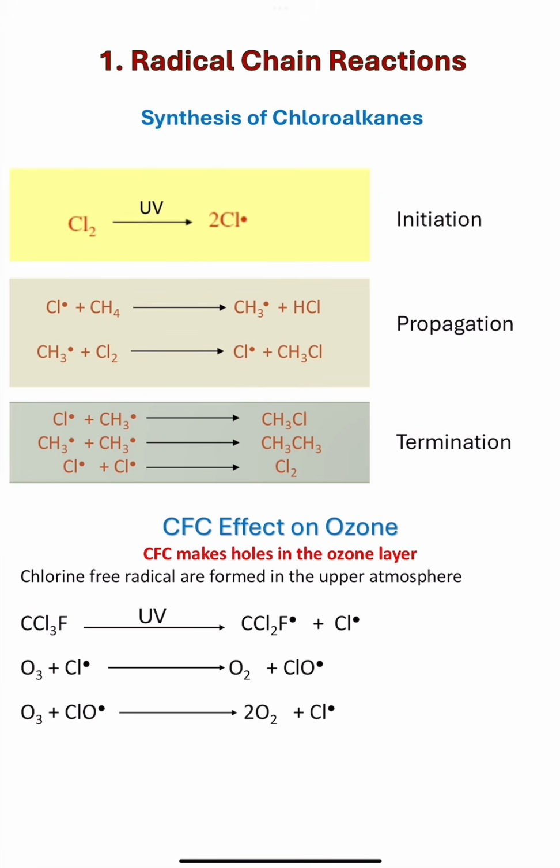The cycle will continue when the ClO free radical reacts with more of the ozone, ultimately releasing the chlorine back into the atmosphere. The overall reaction is two molecules of ozone breaking down to three molecules of oxygen. And then the chlorine here is just a catalyst which keeps continuously destroying the ozone layer.